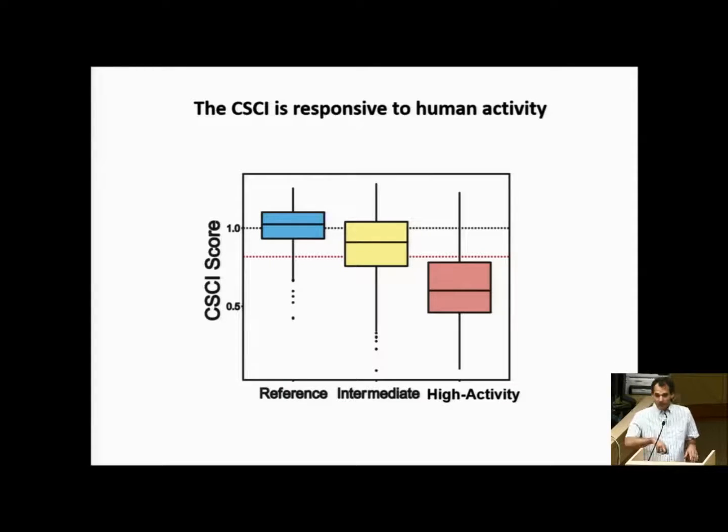The CSCI does respond to human activity. So sites that we characterize as high activity, so if there's a lot of urbanization or agriculture or road density or all of the above in the upstream watershed, you're way more likely to have a lowered CSCI score as compared to your reference pool.